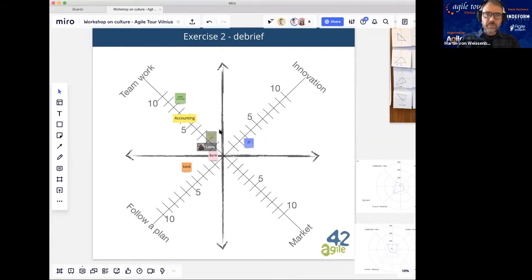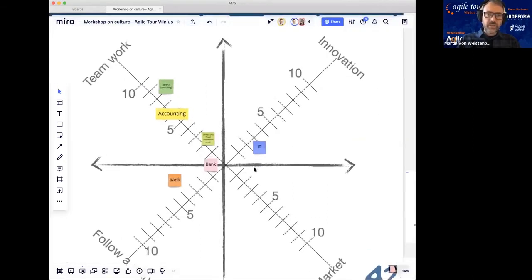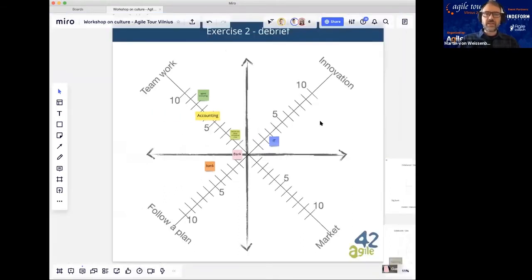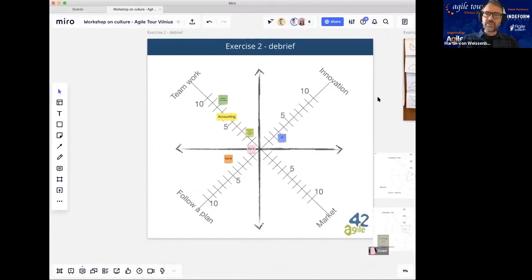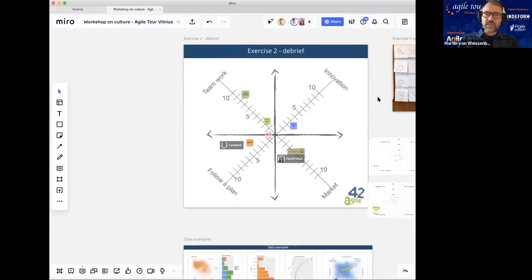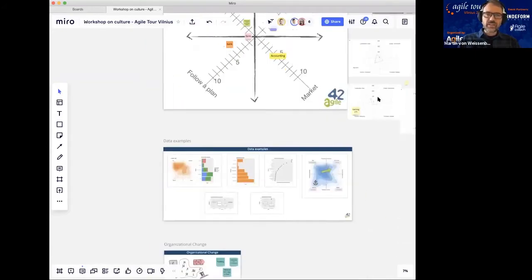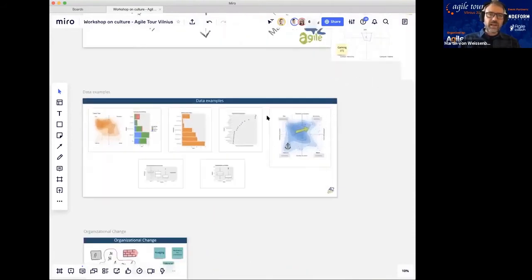So things are still appearing here, but we have an IT department that is being innovative. We have banks on the left. We have consulting and accounting, DevOps and Cloud Competence Center. So we are getting some data points there. Cool. Let me move on and show you some of the examples that we do have and what you can learn from them.